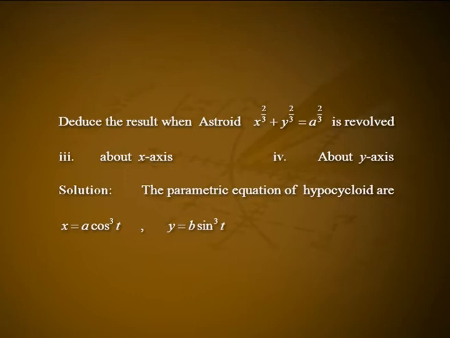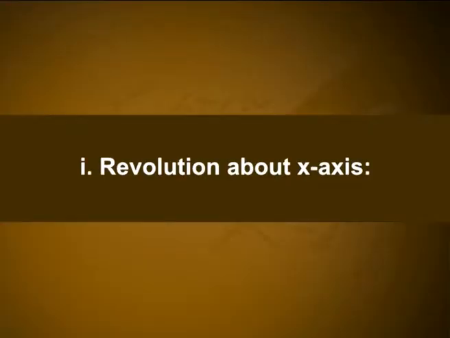The parametric equations of the hypocycloid are x = a cos³t, y = b sin³t. The curve is symmetric about both the x-axis and the y-axis and meets them at the points A, B, C, D. First, revolution about the x-axis.